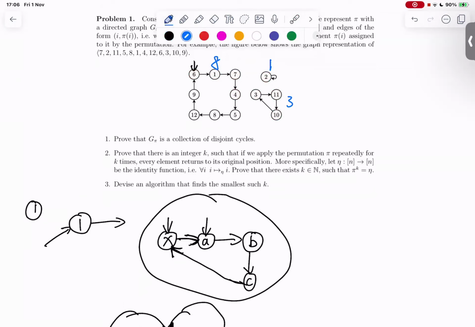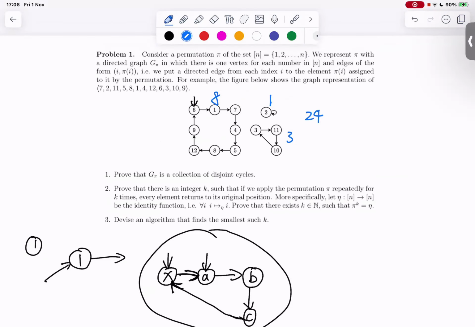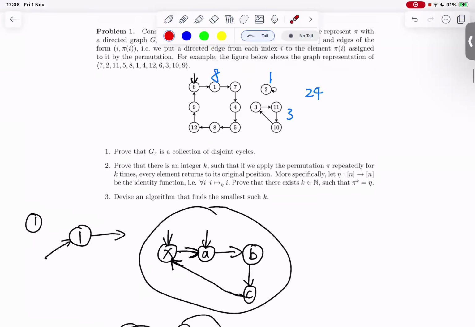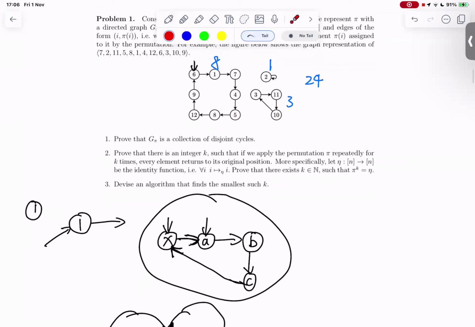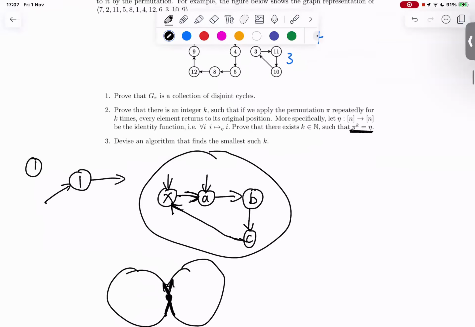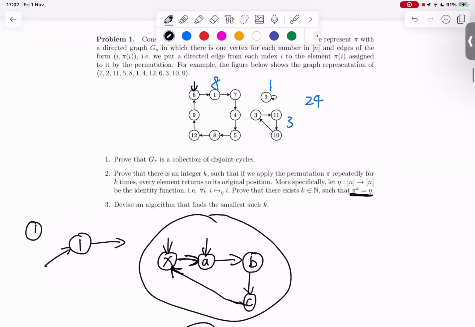You can observe that after 24 times, since 24 is the least common multiple of 3, 8, and 1, the permutation of each cycle will go back to its original vertex. So there exists a k such that if we apply this permutation k times, all the elements will go back to their original positions. So this is for problem 2.